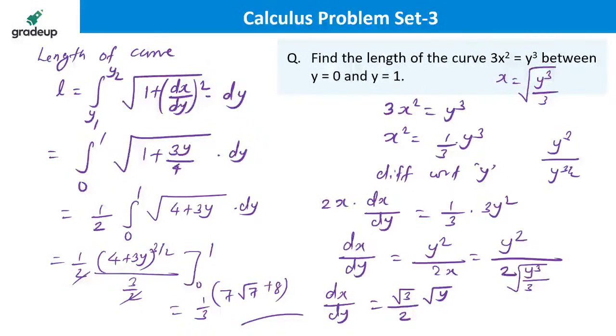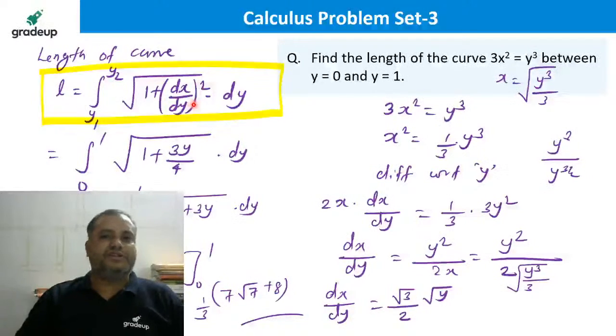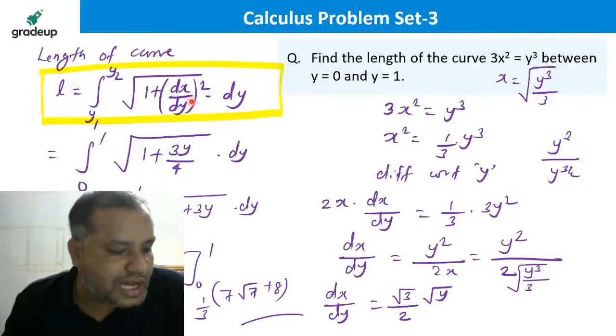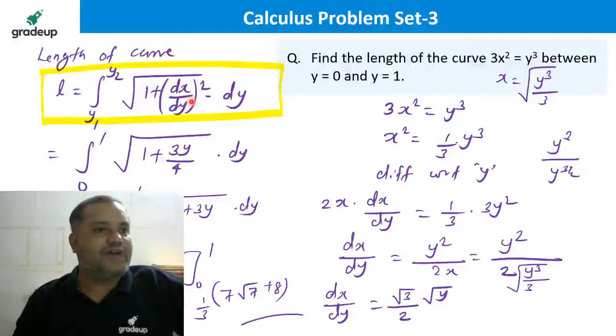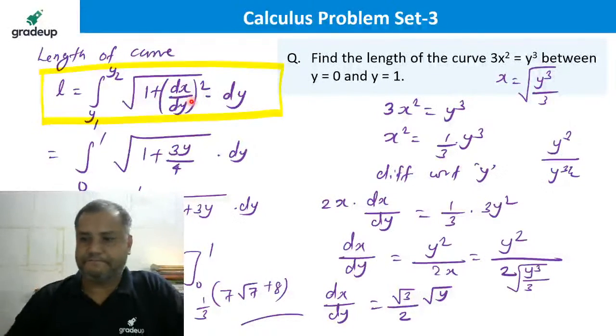Take the screenshot. So for you, what is important? This formula is important. If you have this formula with you, you can do it. So if the limits are given in terms of x, you have to swap the role of x and y. If the limits were given in terms of x, you would have to swap the role of x and y.